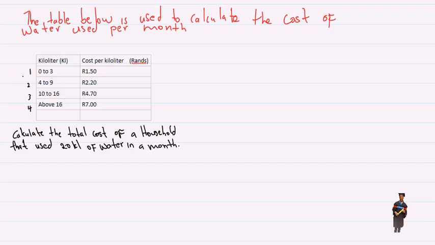And then the question says, calculate the total cost of a household that used 20 kiloliters of water in a month. How much is this household going to be charged for using 20 kiloliters of water? We have to use this stepped tariff table in order to determine the total cost.